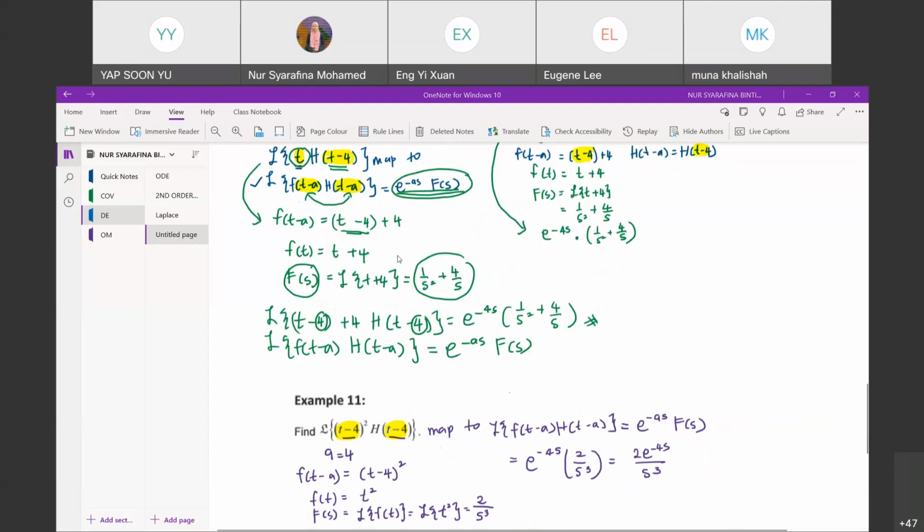You can compare example 11 with the example that we did previously. This one has t only, h(t minus 4). That's why we have to make it similar first. But this one, t minus 4 and t minus 4, is already in terms of t minus a. So we can just use the property of second shifting there. Okay, clear?